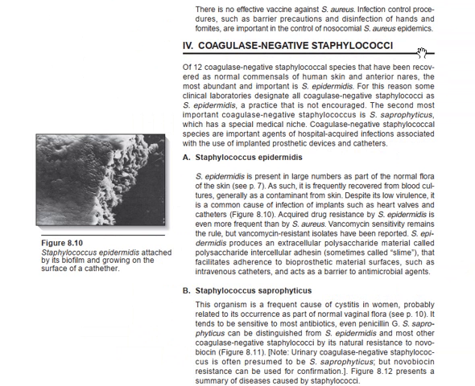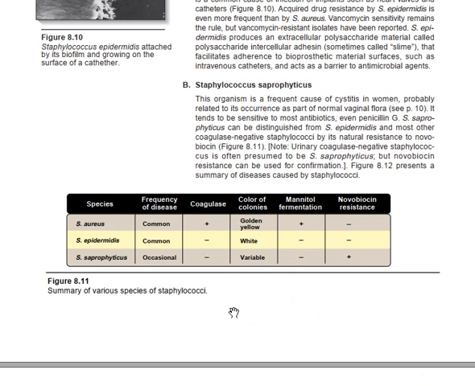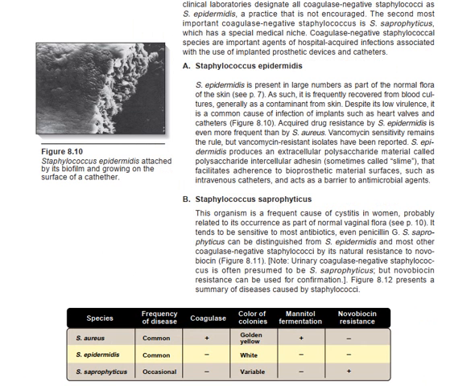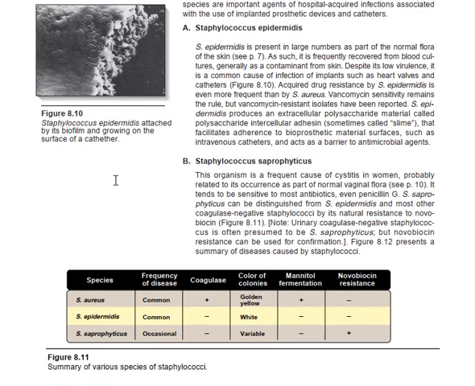Examples of coagulase-negative Staphylococci, not Staphylococcus aureus, are Staphylococcus epidermidis and Staphylococcus saprophyticus, basically. So those are some examples of coagulase-negative. You can visualize a diagram here showing Staphylococcus epidermidis attached to a biofilm on the surface of a catheter.